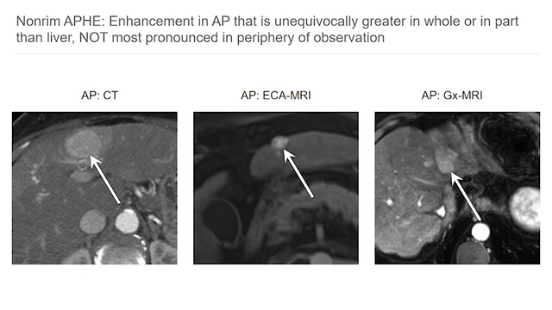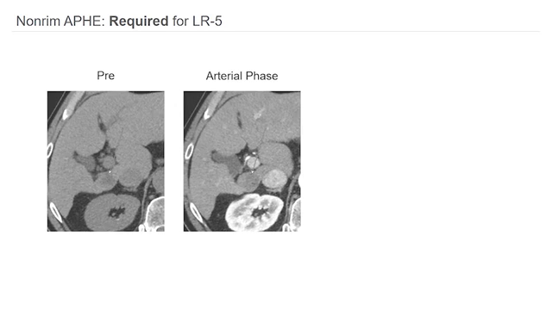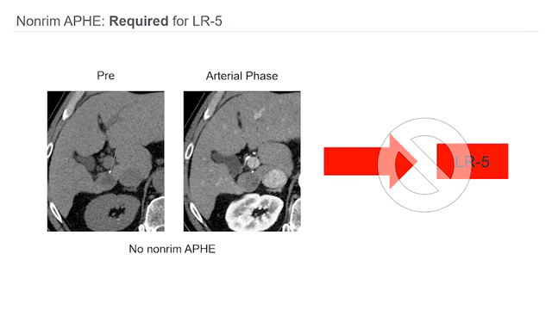And again, you can see that regardless of modality or contrast, the definition stays the same. It's very important to remember that non-rim arterial phase hyperenhancement is a requirement for the LR-5 category, which means that if you have an observation which does not have non-rim arterial phase hyperenhancement, no matter what, it cannot be categorized LI-RADS 5. So it doesn't matter how fast it grows, what other imaging features it may have. Without non-rim arterial phase hyperenhancement, the LR-5 category is not applied.